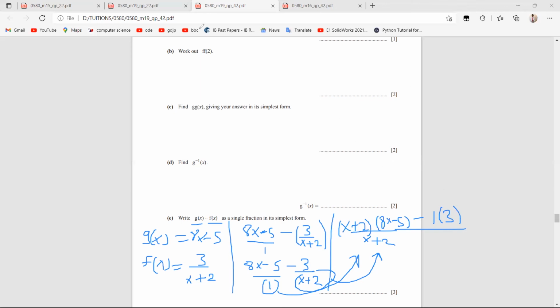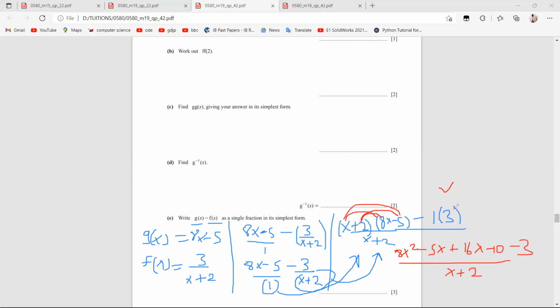Things are getting messy. So now we can open the top bracket. We take x, multiply everyone. We'll have 8x squared minus 5x. And then we take this 2, multiply everyone also. We'll get 16x minus 10. And then finally, we have this one here, minus 3, yeah? And everything is divided by x plus 2.